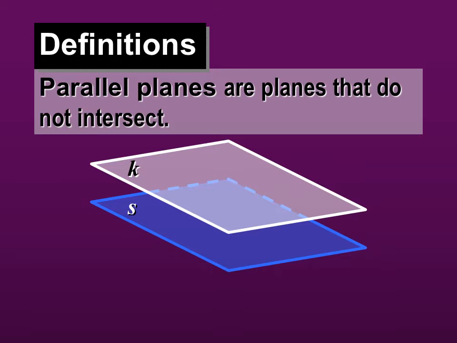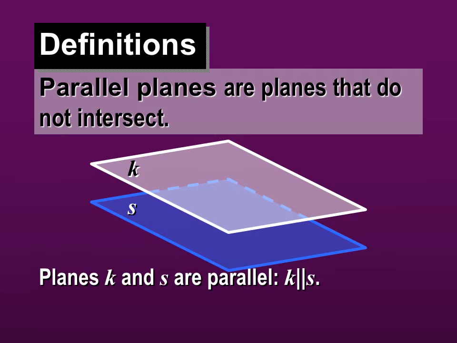Then we have a definition of parallel planes, and those are planes that do not intersect. So here we have planes K and S are parallel. And so again, we can use that parallel symbol, so it would be read plane K is parallel to plane S.